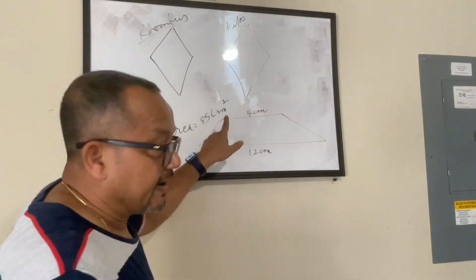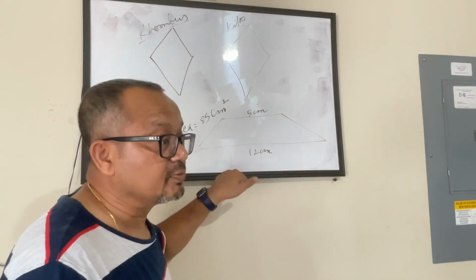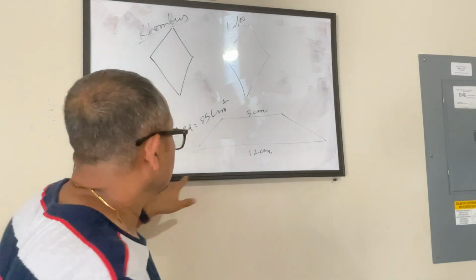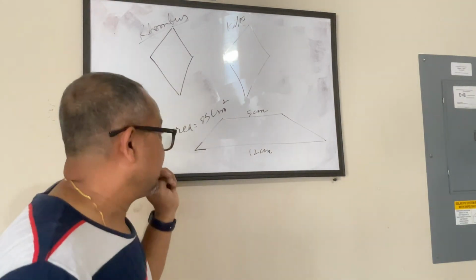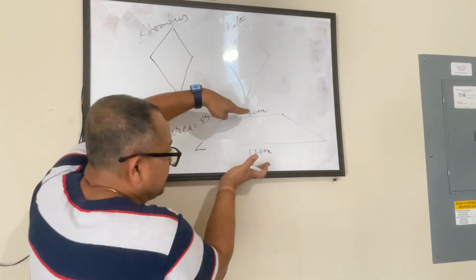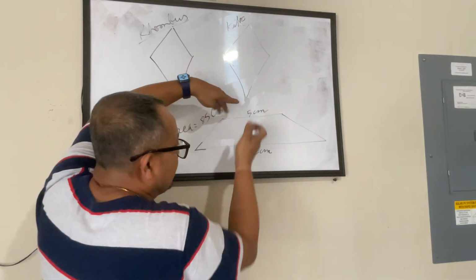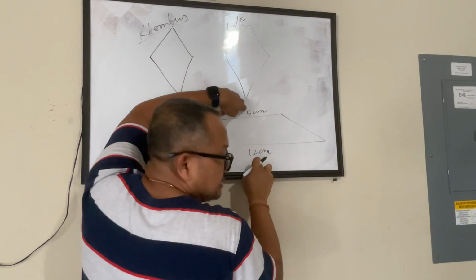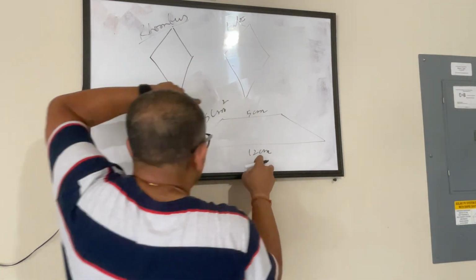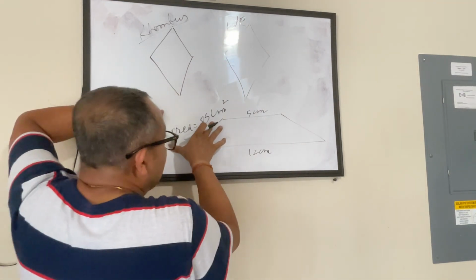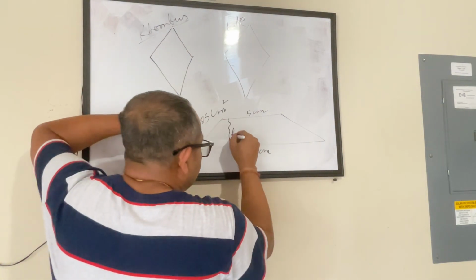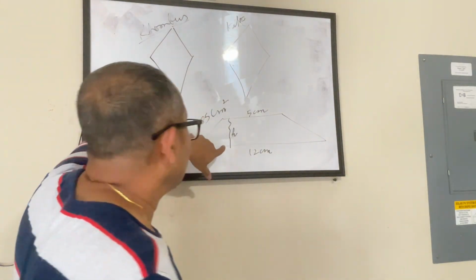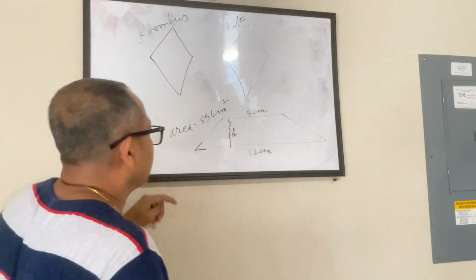I want you guys to find out the perpendicular distance between the two parallel lines. And you guys have to pay attention to what I'm saying. I said, this is a trapezium where my parallel lines are 12 centimeters and 5 centimeters respectively. And my total area is 85 centimeters square. Find out the perpendicular distance between them.